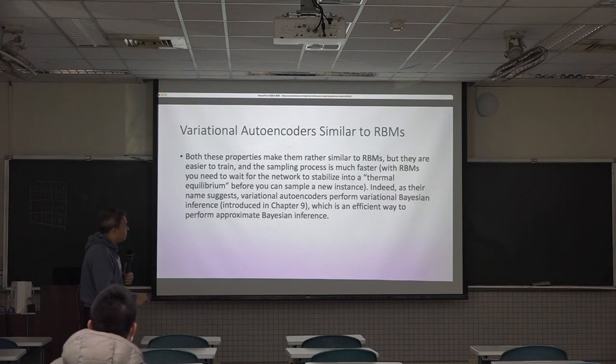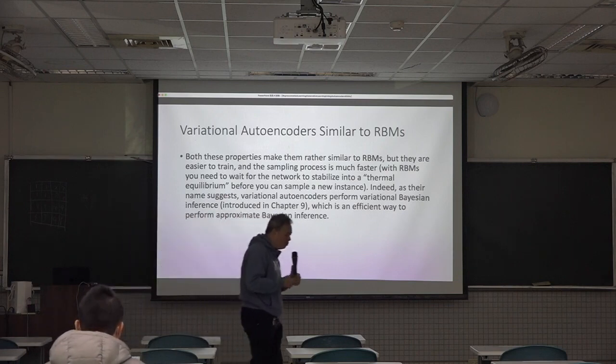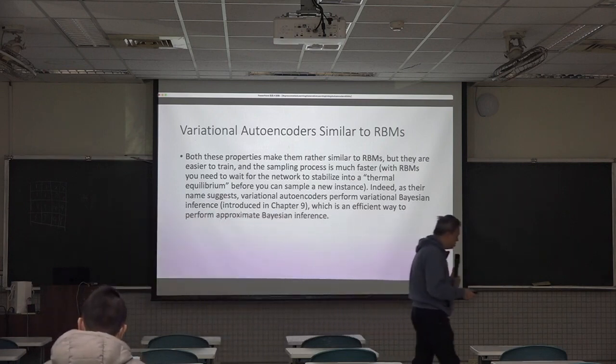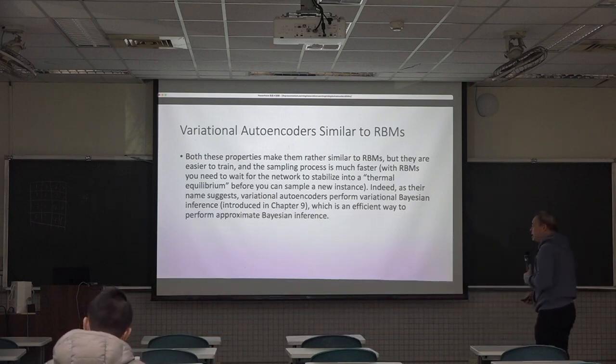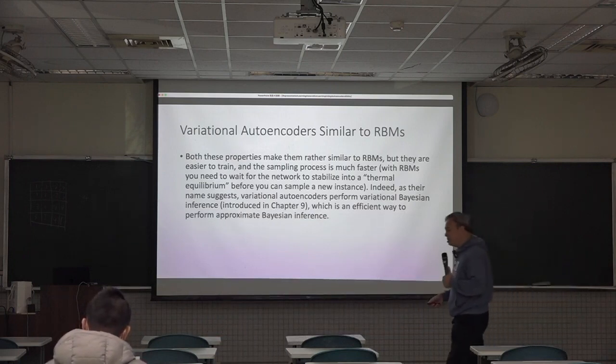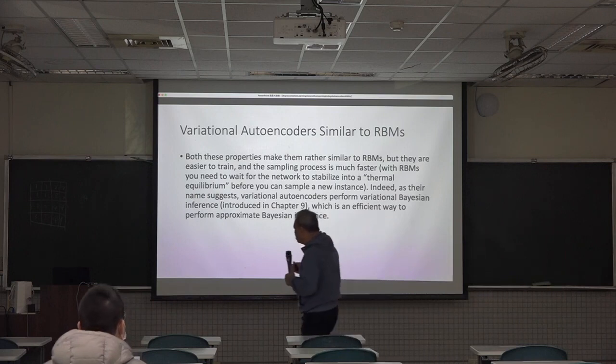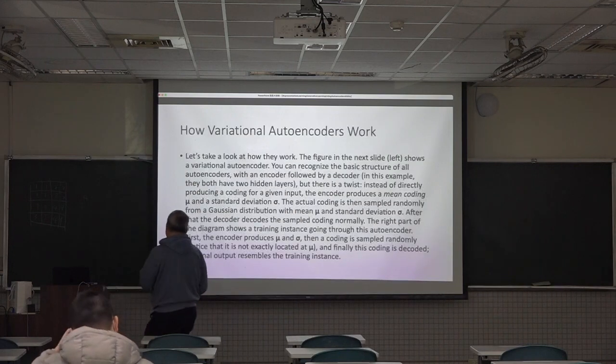It performs variational Bayesian inference, which is an efficient way to perform approximate Bayesian inference, which was discussed in chapter 9. If you want to know more about the variational autoencoder, you can check out the chapter 9 material for detail. But again, I don't have time to go back there to talk about this.